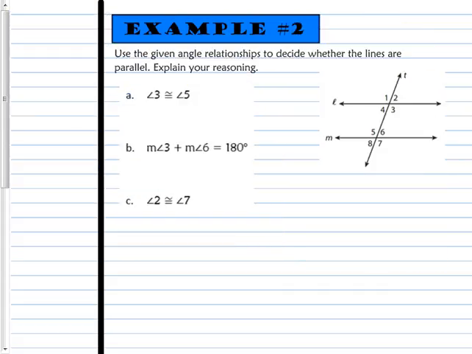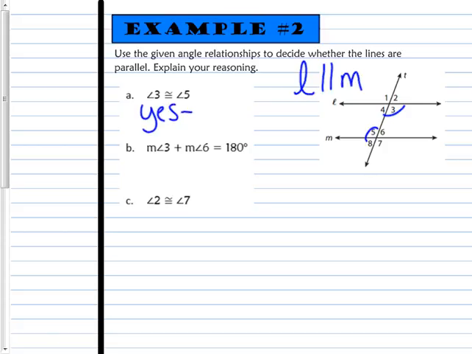Going to go on to example 2. Use given angle relationships to decide whether the lines are parallel. Explain your reasoning. So if they told us that angle 3 is congruent to angle 5, is knowing that enough to say that line L is parallel to line M? Is that enough? And if you look back at your notes from the last lesson, yes, it's enough.